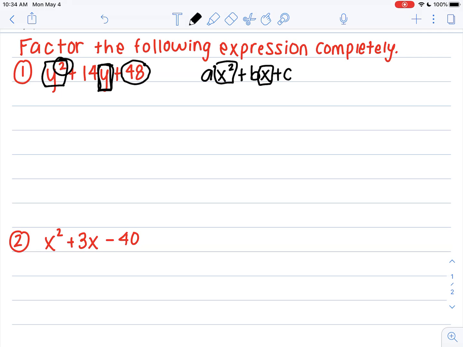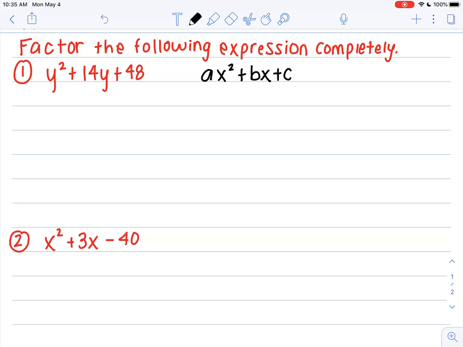And then you see how this 48 is alone? It doesn't have a y next to it. This c is alone. It doesn't have any x next to it. So these letters can change, just like these numbers can change. The thing that stays the same is this 2 up here, the fact that there's a 1 up here, and then there's no x over there, right? So it should always match that form.